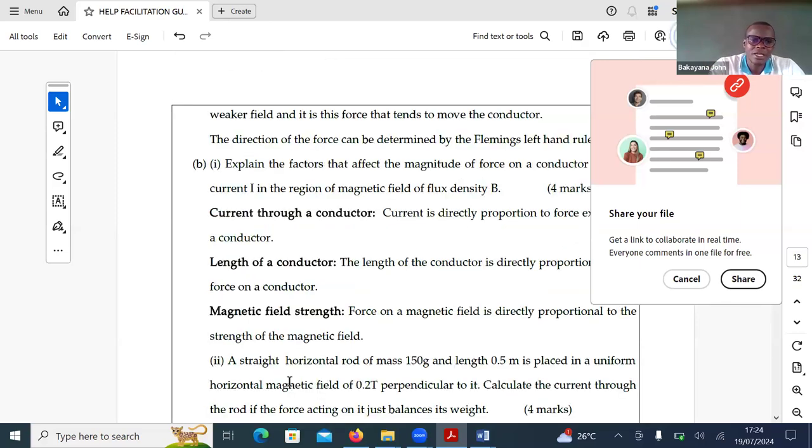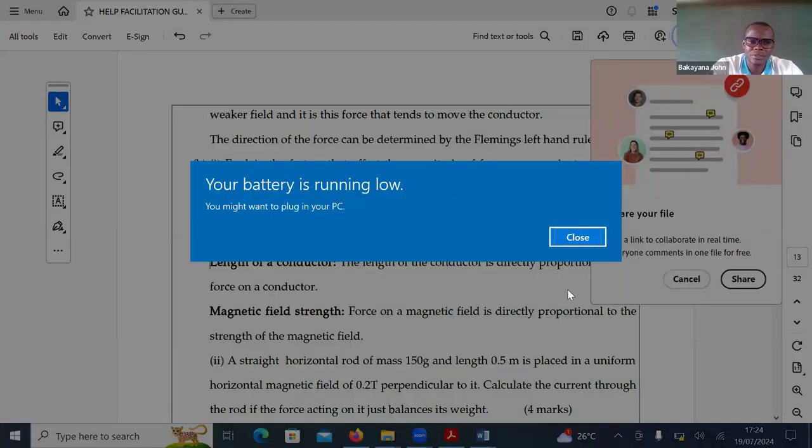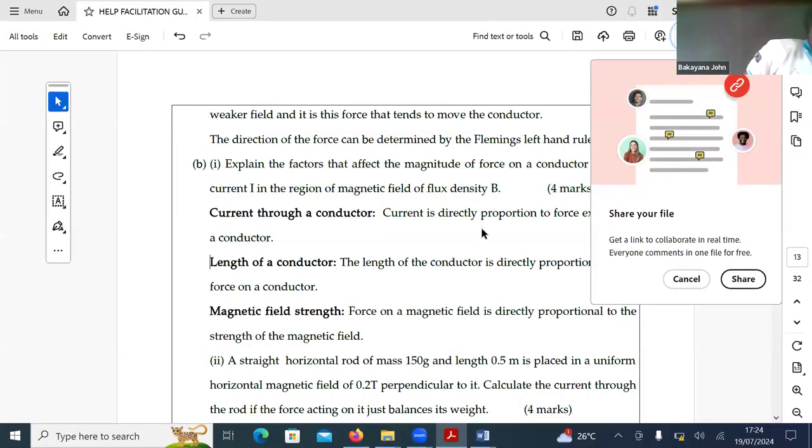Is that okay? Then here they are asking us to explain the factors that affect, oh, my battery, I think, let me connect to the charger, to the socket. Okay, so I think now we can continue.